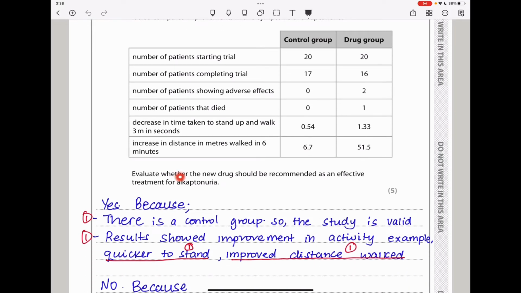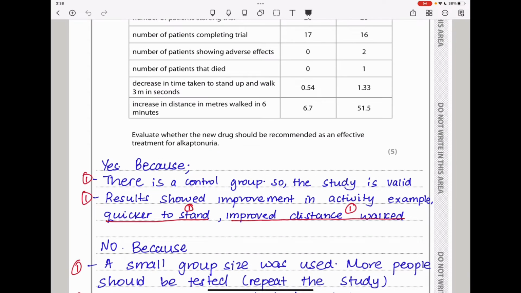So they say evaluate whether the new drug should be recommended as an effective treatment of Alkaptonuria. Here there is a yes or a no. I said yes because there is a control group. So here having a control group is very important.